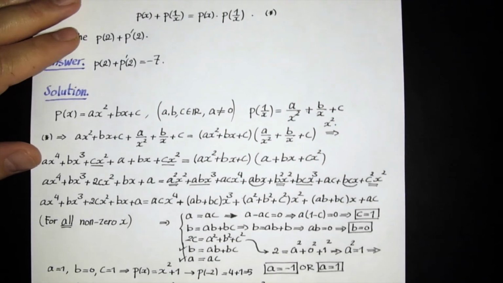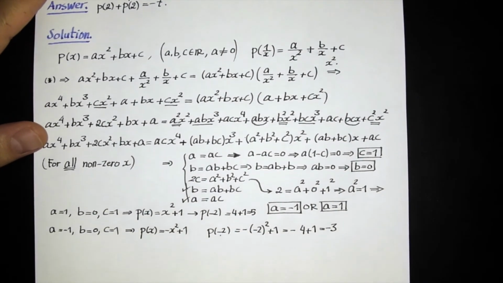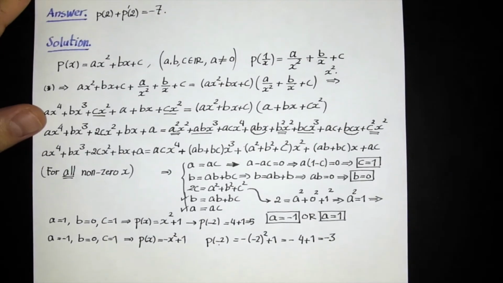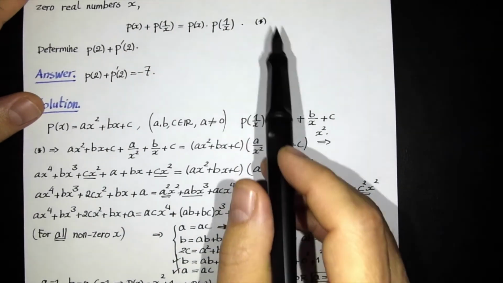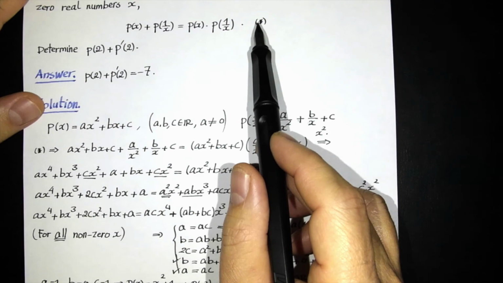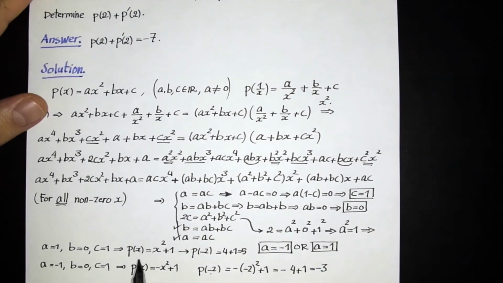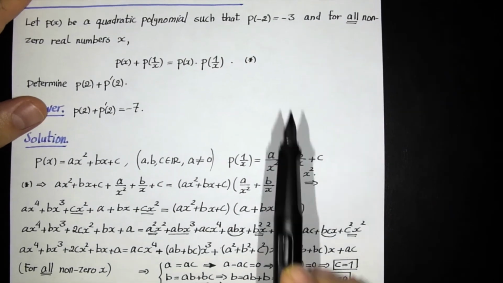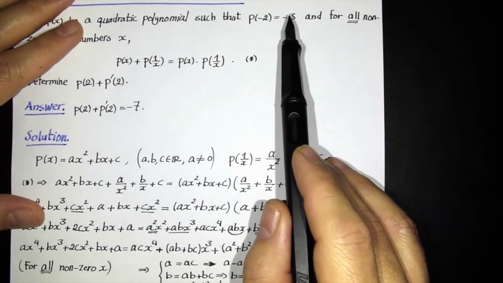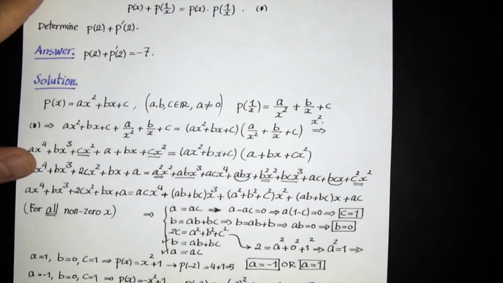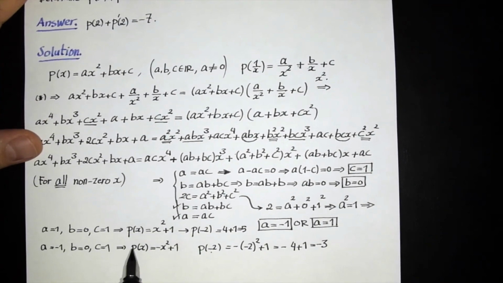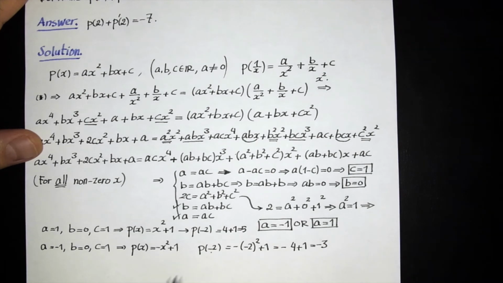So finally it means that I found my polynomial. So this condition that was given here gave rise to two possibilities, either this one or that one. But then another condition that I had here from the beginning, using that we realized that actually the second answer is the correct answer. So finally this is my polynomial.